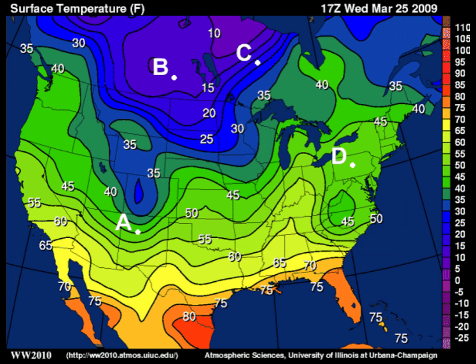The temperature map makes it easy to see where it's warm and where it's cold. For example, on this map, Florida is experiencing temperatures in the 70s, Michigan is in the 50s, while Minnesota and the Dakotas are below freezing, with temperatures in the 20s.